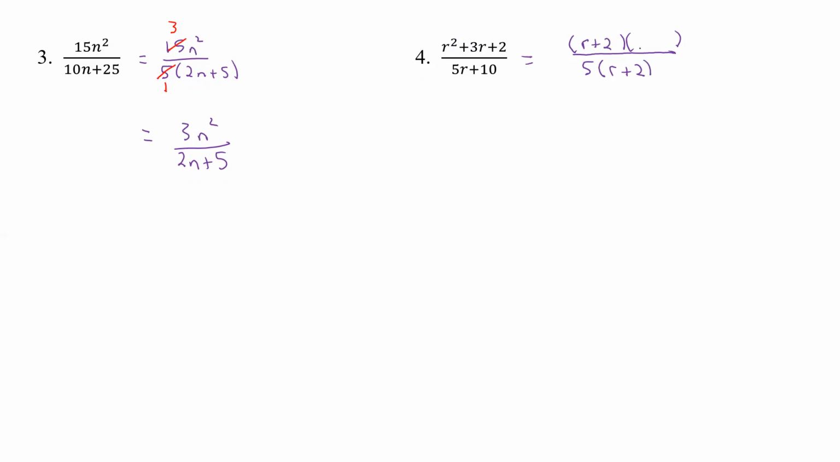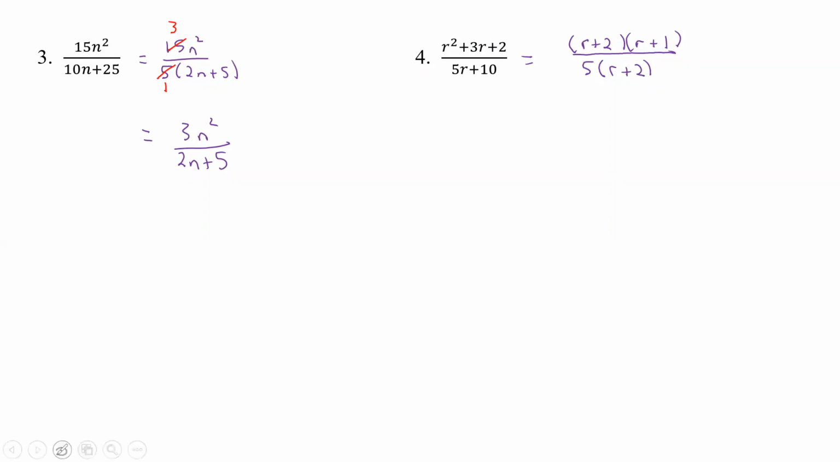So if I have r plus 2 here, what's left? Well, the only thing left is r plus 1 because 2 times 1 is 2. Now let's check and see if that really works. r squared plus r plus 2r, so that's 3r plus 2. So that gives us our trinomial back.